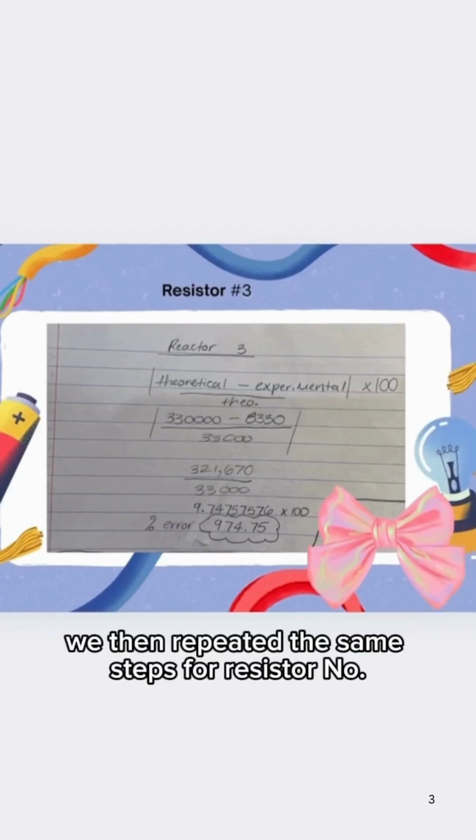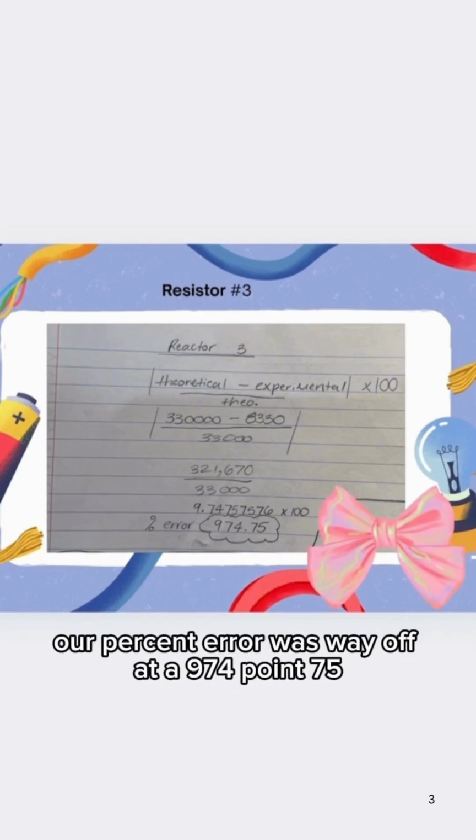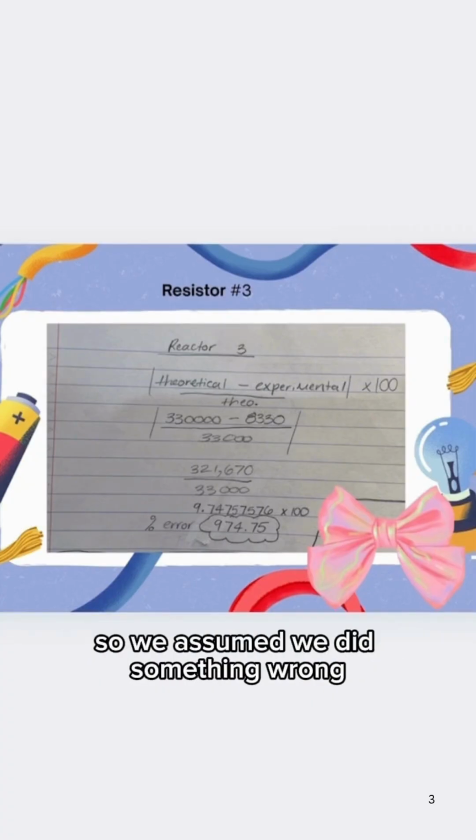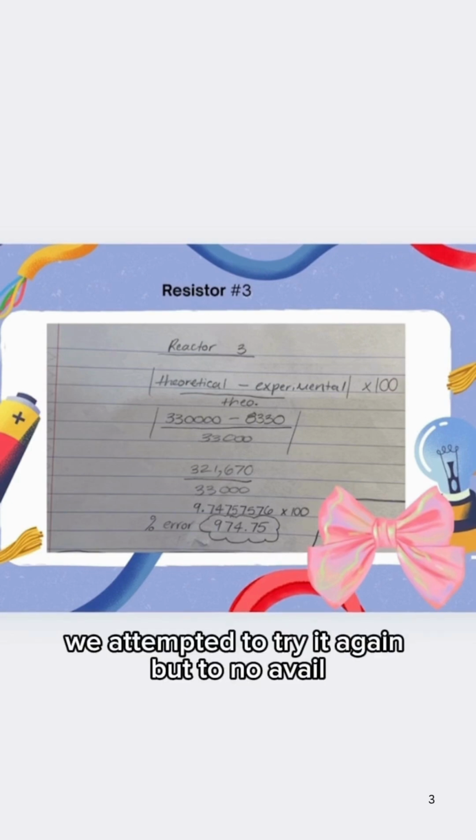We then repeated the same steps for resistor number 3 to obtain our results. These are our calculations. Our percent error was way off at 974.75, so we assumed we did something wrong. We attempted to try it again, but to no avail.